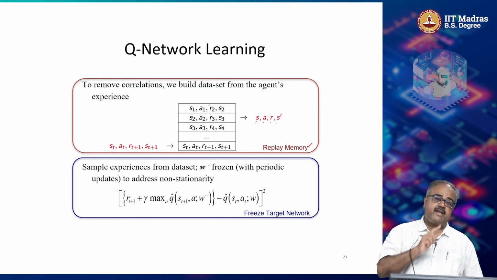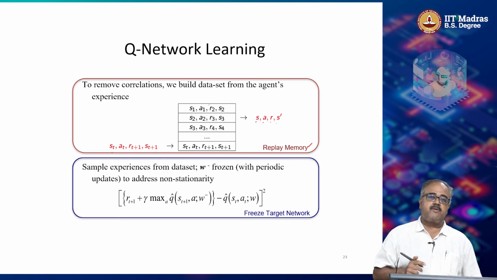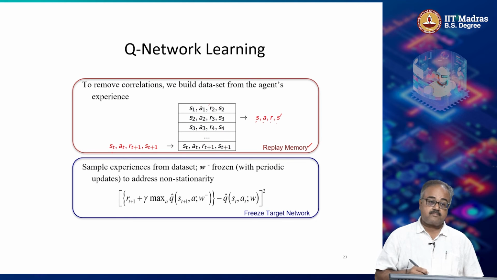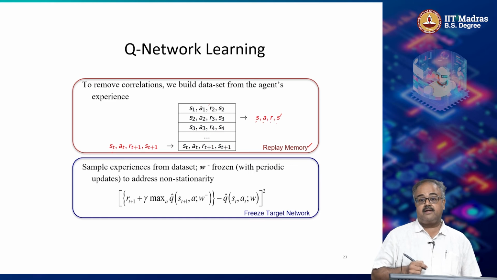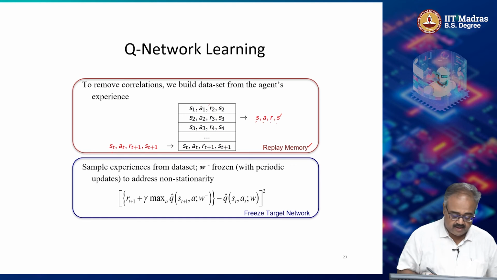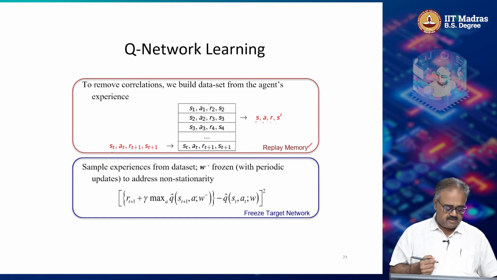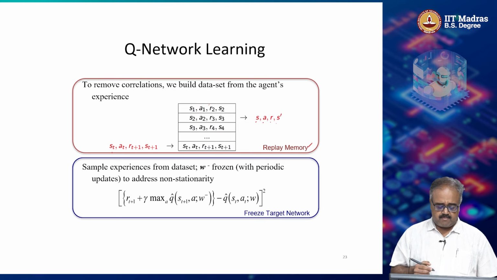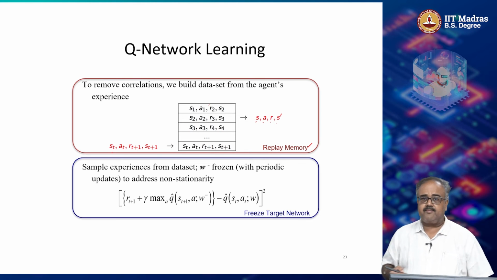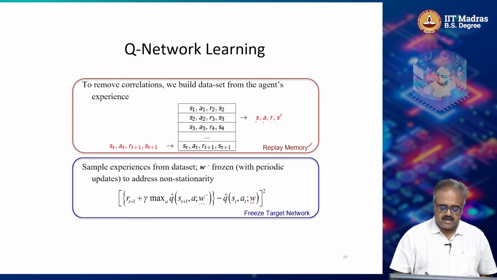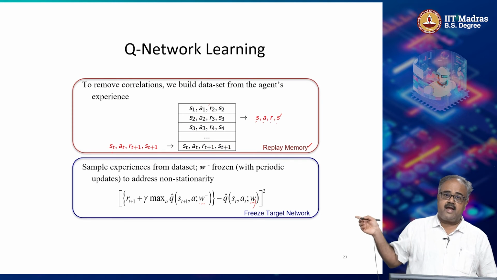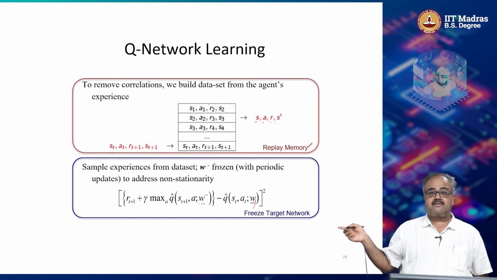Okay, the replay buffer takes care of one problem. So what's the second problem that we need to address? The target is non-stationary. So we need to address the non-stationarity of the target. What we do there is something very simple. Remember, the non-stationarity comes in because I am using the same weights W for computing my Q hat and for computing the max, the target.